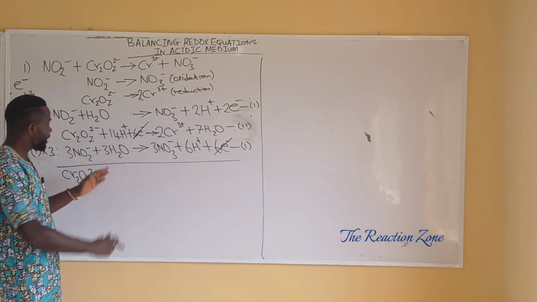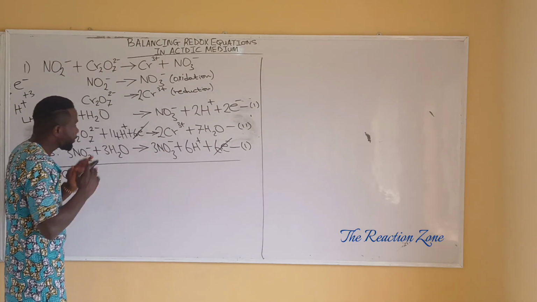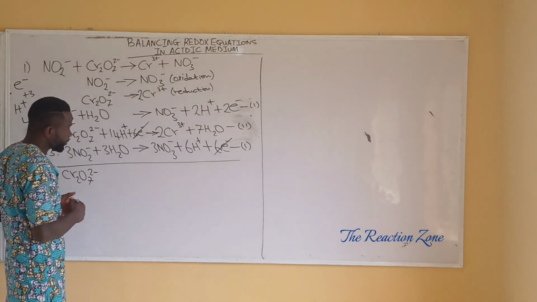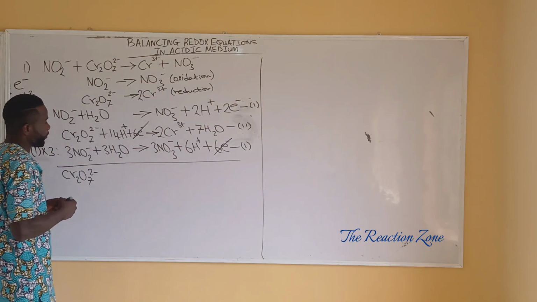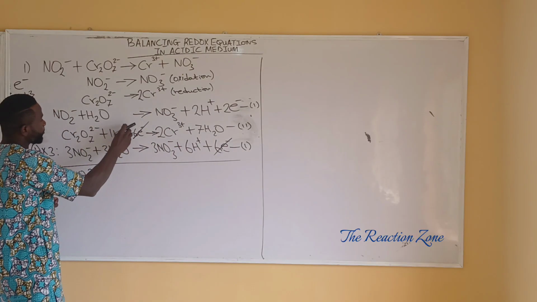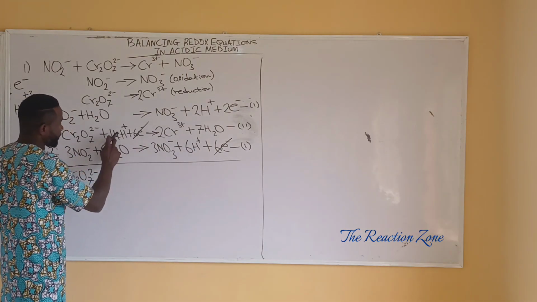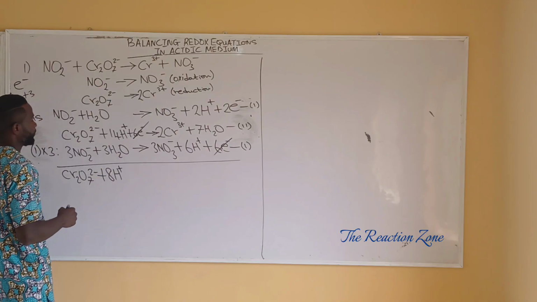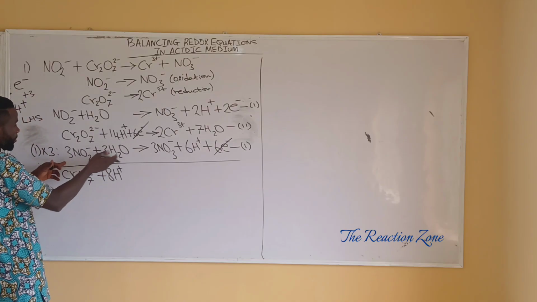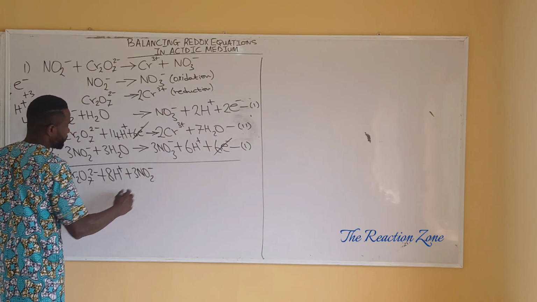So to ensure that H+ does not appear on the left as well as on the right, I will have to subtract the smaller one from the bigger one. So the number of H+ here is 14, the number of H+ here is 6, so I will subtract 6 from 14 and that will give me 8. So I'll put 8H+ here and then come and add these ones here. This will be plus 3NO2-.